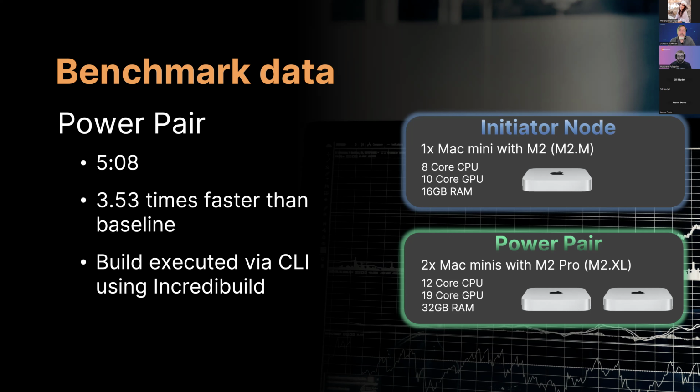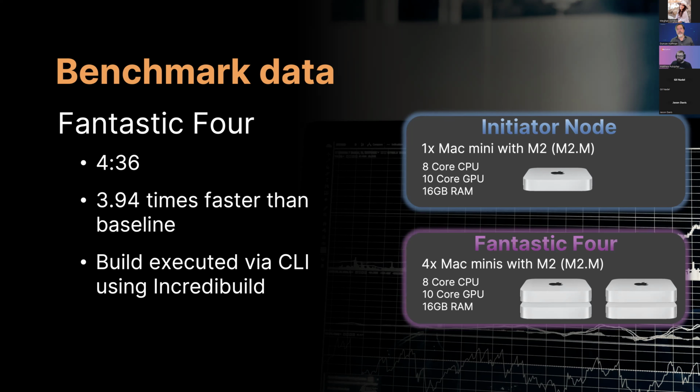And that's using Incredibuild. But what's interesting, this power pair cluster has two 12-core CPUs, a total of 24 cores distributed plus the 8 cores on the initiator. But the Fantastic Four, despite having slower processors in all four of the machines, has a total of 32 cores. So we actually saw a faster result at 4 minutes and 36 seconds, 3.94 times faster than the baseline, nearly 4 times as fast. And it's just by adding more of that same base level machine.